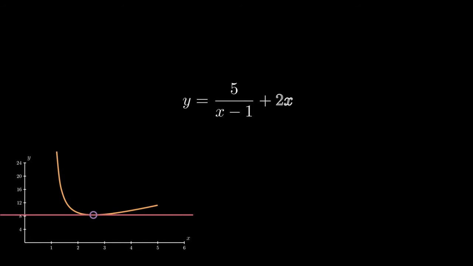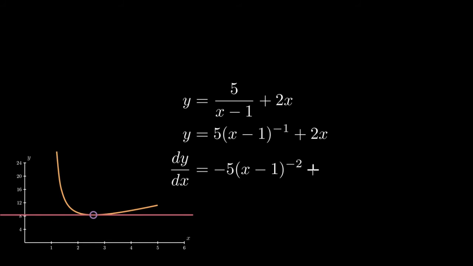Okay, so we bring in our function here. I'm going to rewrite this a little bit to make it easier. We bring the denominator up to the numerator, and we have a negative power of -1. And then we're going to use the power rule. So the -1 goes out front. The power is reduced now to -2. 2x just becomes 2.